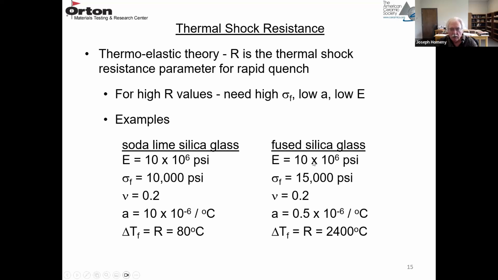It's very brittle. The fused silica glass, because of the low thermal expansion, when you calculate delta T and R, is 2,400 degrees C. Obviously, this is above the melting range of a fused silica glass, but it just shows you the big difference in the R value because of this low thermal expansion coefficient. So this is a material that you can shock without fracturing it.